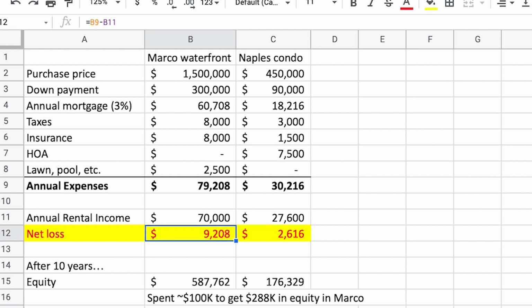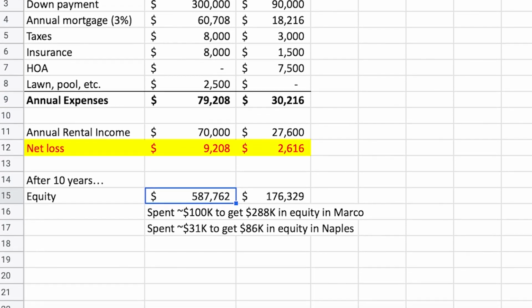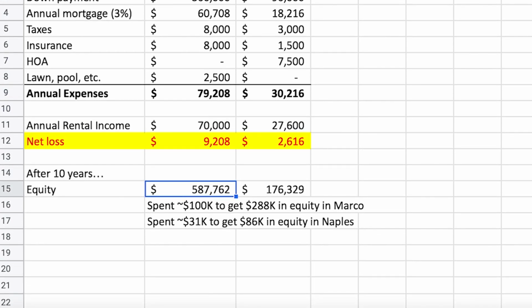So your net loss on an annual basis on Marco is going to be a little over $9,000, and in Naples, a little over $2,500. So jump ahead 10 years. The equity that you now have on that Marco home is approaching $600,000. In Naples, it's a little over $175,000. So big picture, you've spent about $100,000 to get $288,000 in equity in Marco, and you've spent $31,000 to get $86,000 in additional equity in Naples.